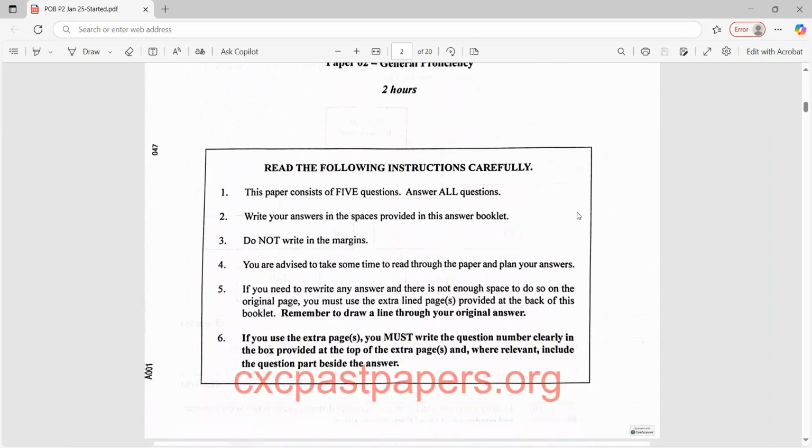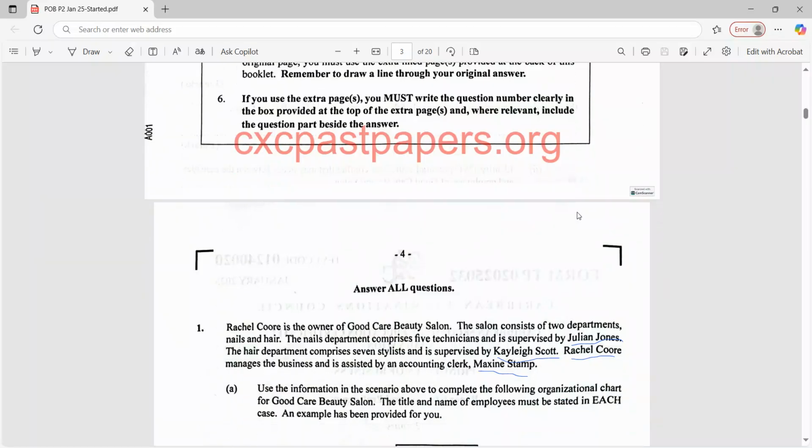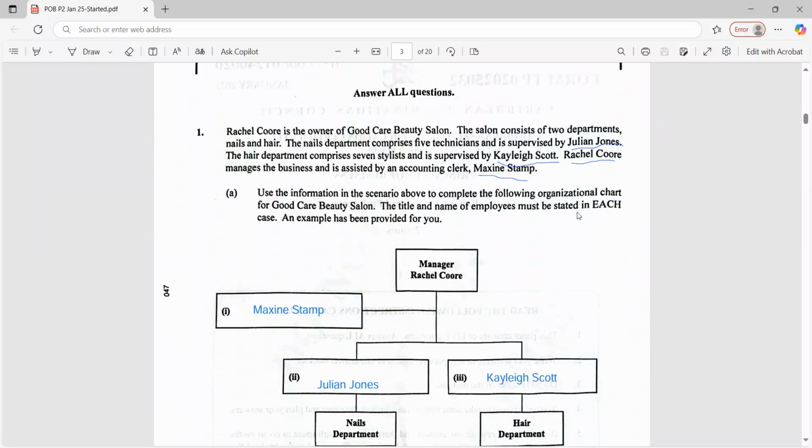Alright, so this paper has 5 questions, and the first question says Rachel Kaur is the owner of a Good Care Beauty Salon. The salon consists of 2 departments, nails and hair. The nails department comprises 5 technicians and is supervised by Julian Jones. The hair department comprises 7 stylists and is supervised by Kaylee Scott. Rachel Kaur manages the business and is assisted by an accounting clerk, Maxine Stamp.